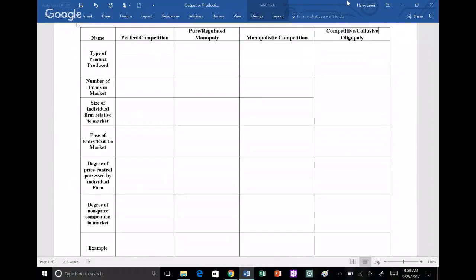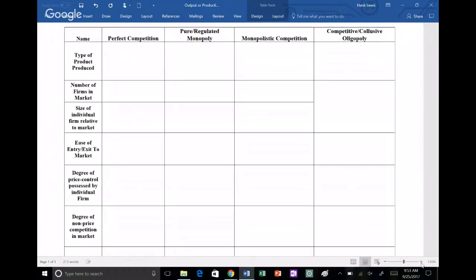Oligopoly is by far the most complex of the bunch, and also 80% of American gross domestic product comes out of oligopoly. So we're going to zoom in on perfect competition and fill this stuff in first here.